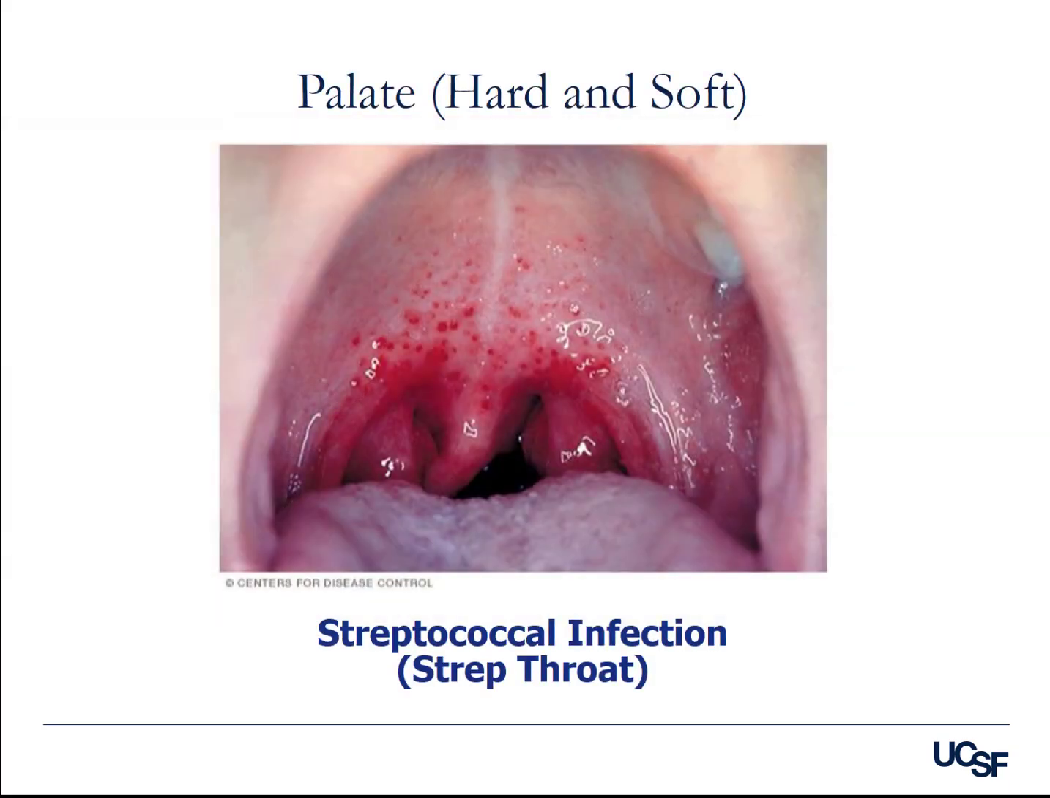Here is an example of streptococcal infection. It usually appears as redness with little petechiae on the soft palate. It could involve the tonsil and adenoid tissue as well as the uvula. The palate is divided into the front two thirds, the hard palate, and the posterior one third, the soft palate.